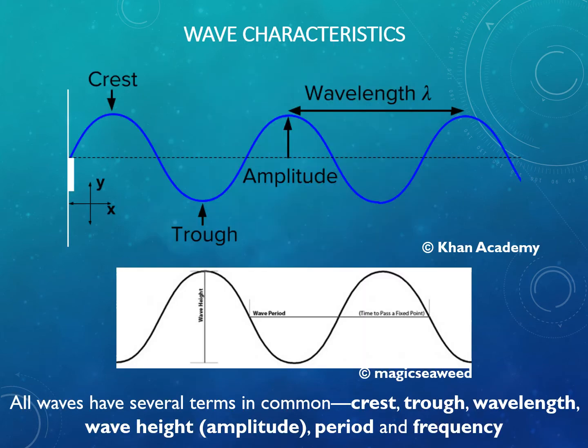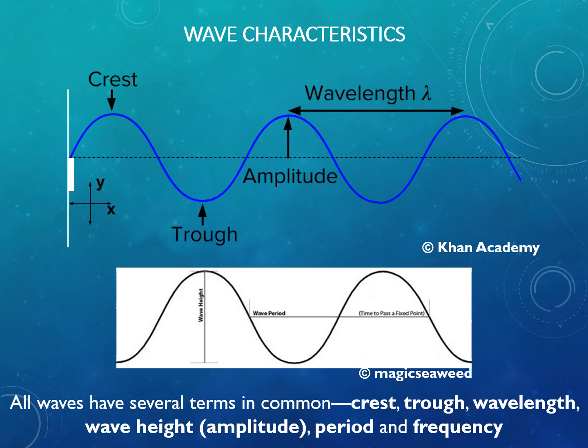All waves, whether they're waves in the open ocean, from the wind, sound waves, or atmospheric waves, have several terms that are in common with each other, and they have similarities in their shape. The terms that they have in common are as follows: the crest, the trough, wavelength, wave height, period, and frequency. The crest is the highest point of the wave, and the trough is the lowest point of the wave.